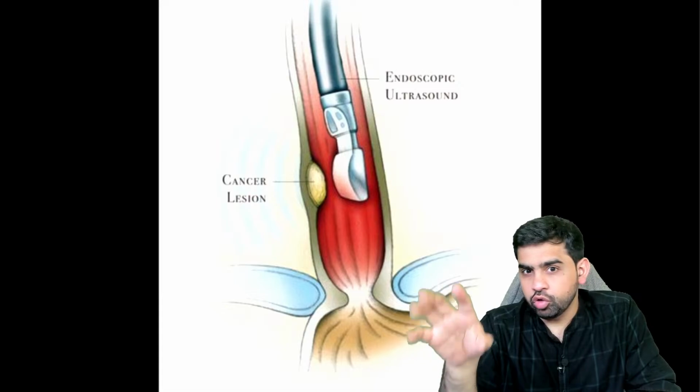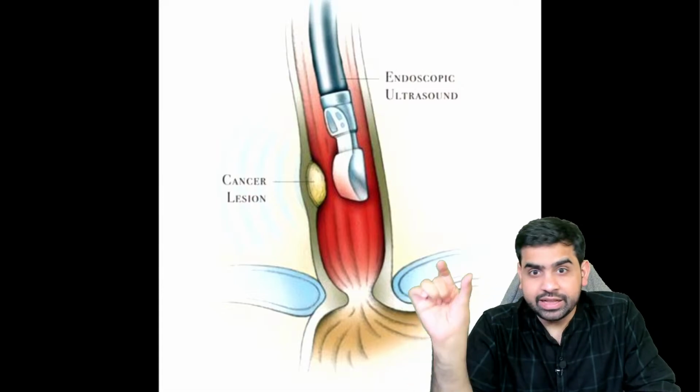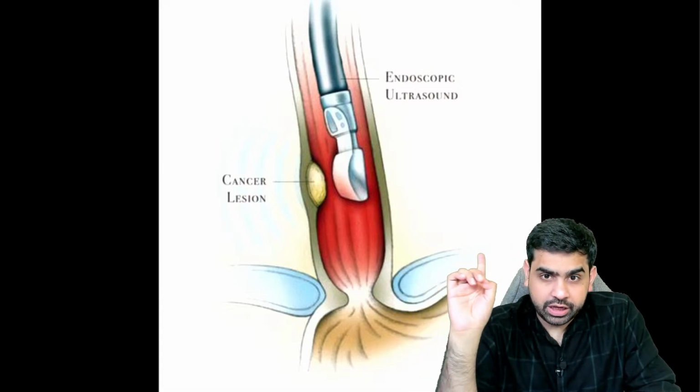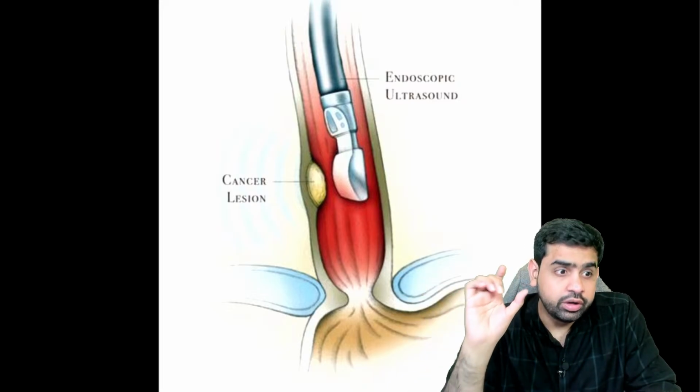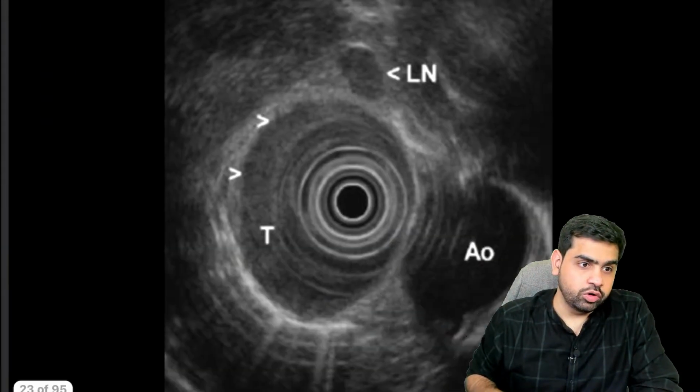Now, investigation of choice to look for the T and the N stage. The T and the N stage is your endoscopic ultrasound. EUS, endoscopic ultrasound, is the investigation of choice for the T and the N stage. So that is what you need to understand over here.